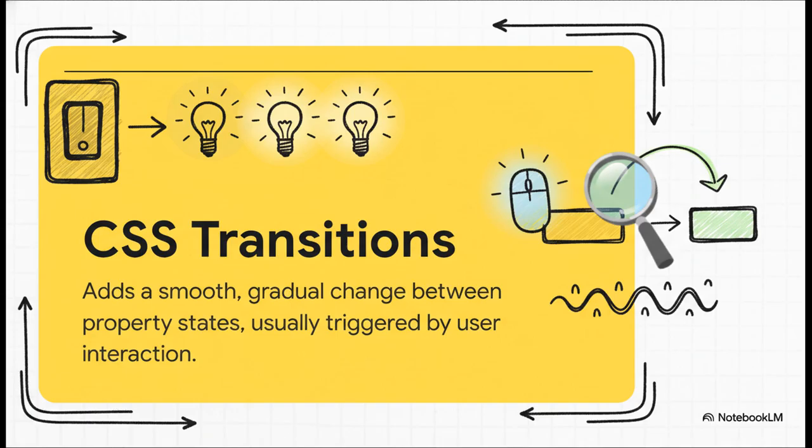The best way to think about a transition is like a dimmer switch for a light. Instead of a property just snapping from one value to another, like a light just flicking on, a transition creates this smooth, gradual change between the start state and the end state. And it's always triggered by something, like a user hovering their mouse over a button.